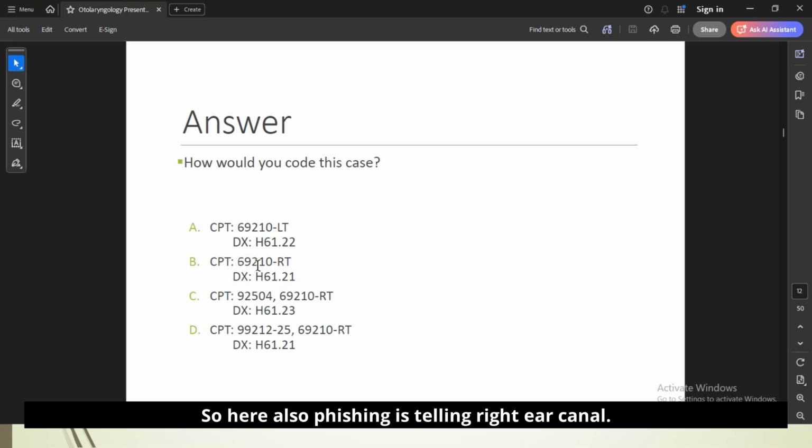So here also the patient is telling right ear canal. So here your code will be B, 69210 RT, and your diagnosis will be H61.21. This one we will not code, because no microscopy was used during the procedure. So C is wrong. D is also wrong, because this is not an E&M service. This is also wrong. And A is also wrong, because the procedure was performed on the right side, not on the left side. So your answer is 69210 RT.